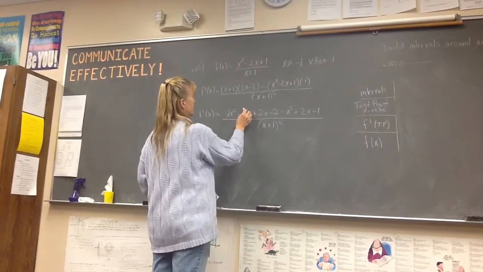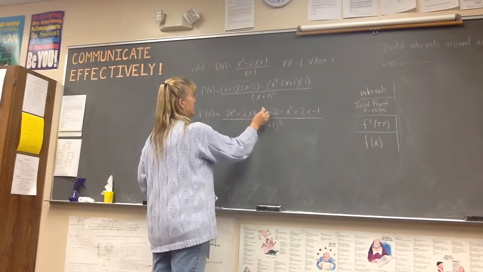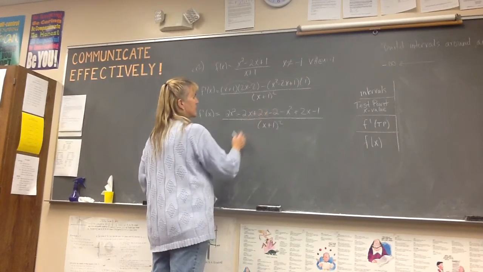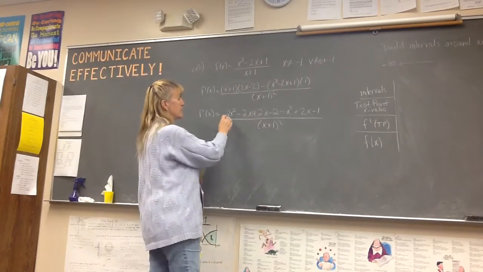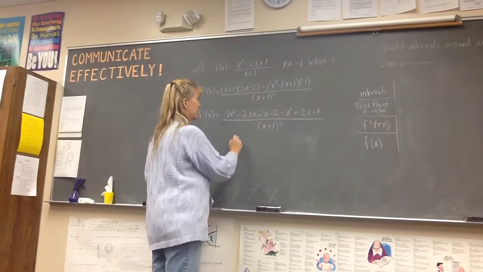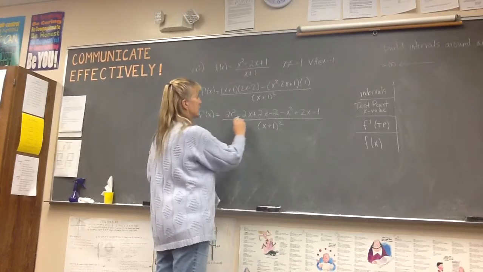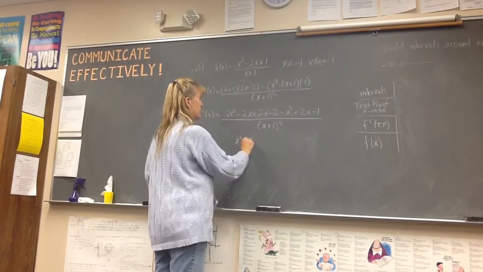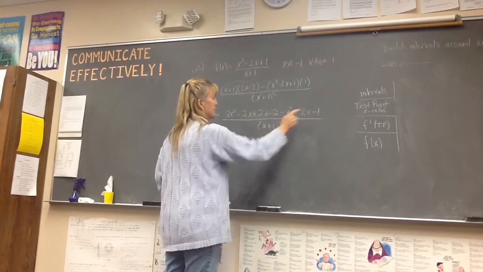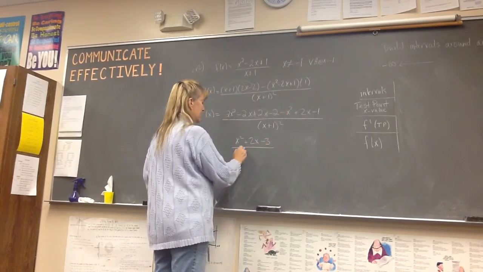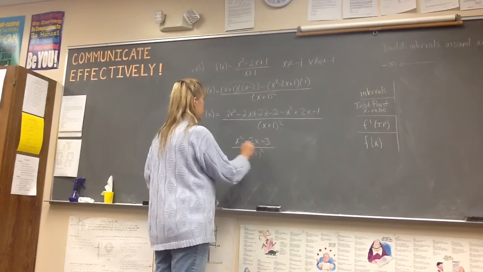Well, this is a really nice pair of terms right here, saying goodbye. Bye-bye. And then 2x squared, take away x squared is just x squared. And then the only x term I have is a plus 2x. And then negative 2 minus 1 is negative 3, all over x plus 1 quantity squared.